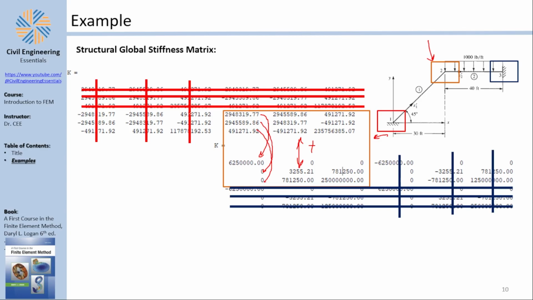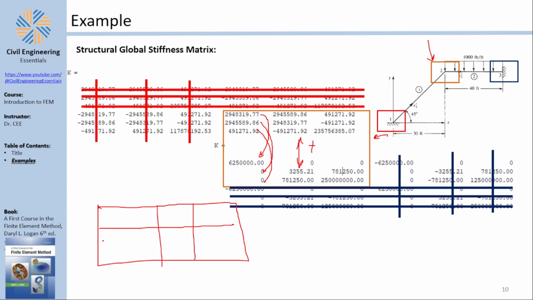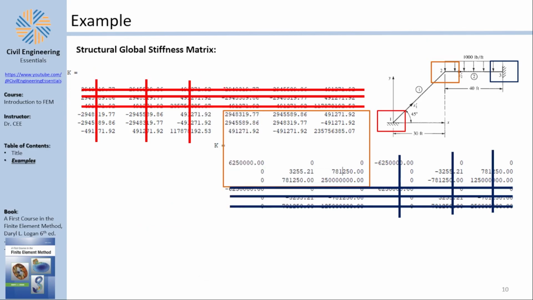So of course now I should have a big matrix. When I add those two matrices together, element number 1 and 2, I would have a big matrix where I have nodes number 1, number 2, and number 3 in both the rows and the columns. Now, why do you see dashed lines here for the first row, second row, third row, and the first column, second column, third column? Why do those lines exist?